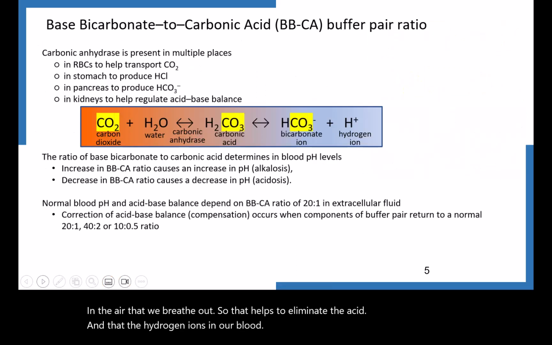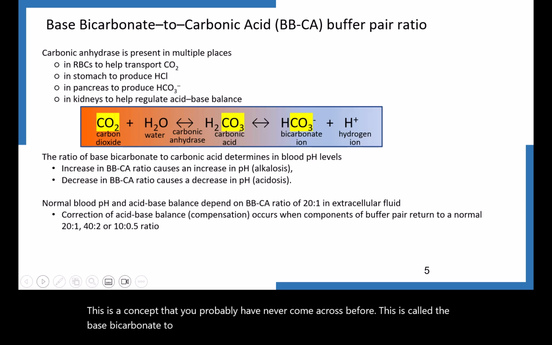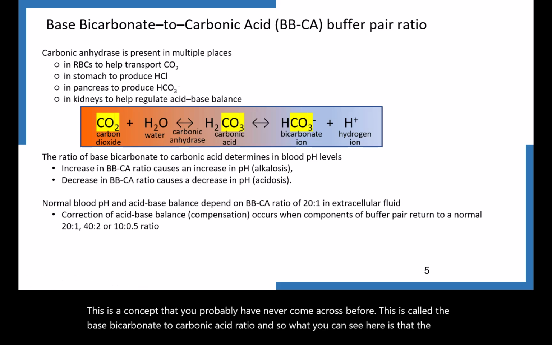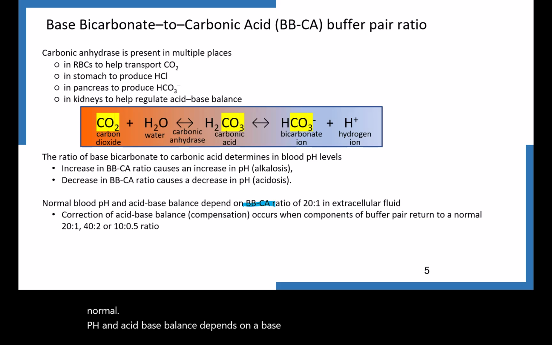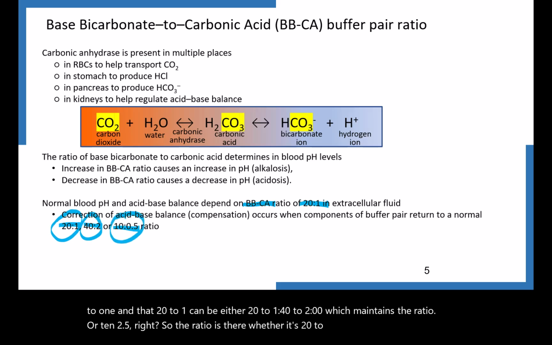This is a concept that you probably have never come across before. This is called the base bicarbonate to carbonic acid ratio. And so what you can see here is that the normal pH and acid-base balance depends on a base bicarbonate to carbonic acid ratio of 20:1. And that 20:1 can be either 20:1, 40:2, which maintains the ratio, or 10:0.5, right? So the ratio is there, whether it's 20:1, 40:2, or 10:0.5.